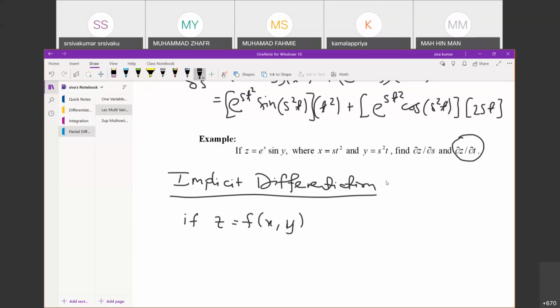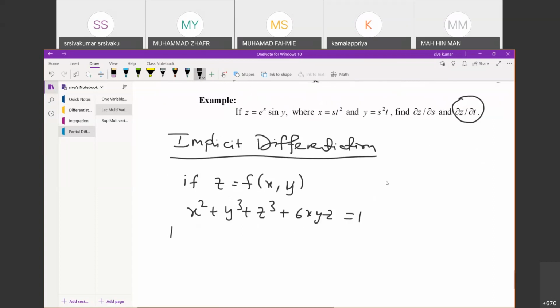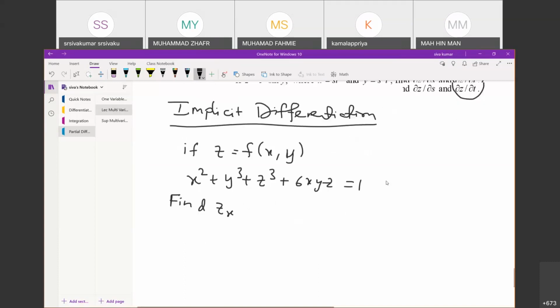Now look at the question here. Suppose x squared plus z cubed plus 3xyz equals 1. Can you find zx? How do you find it? This is implicit differentiation. Directly I will start working on this. Look at that carefully.